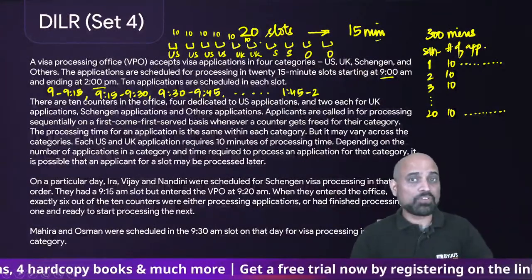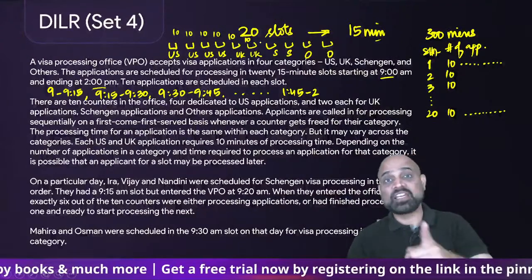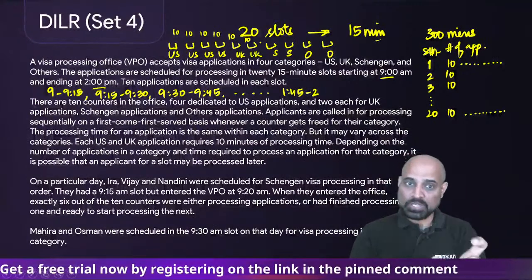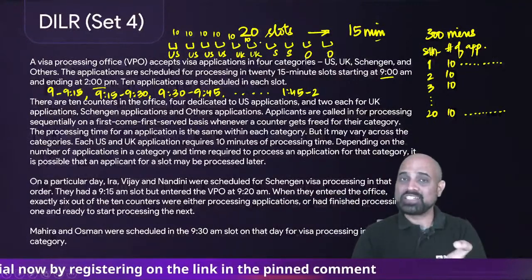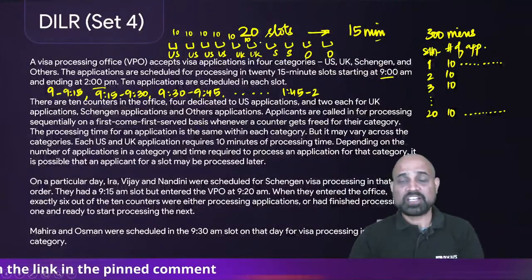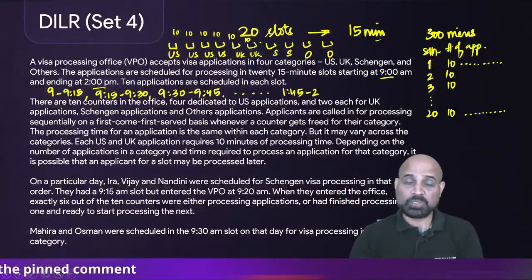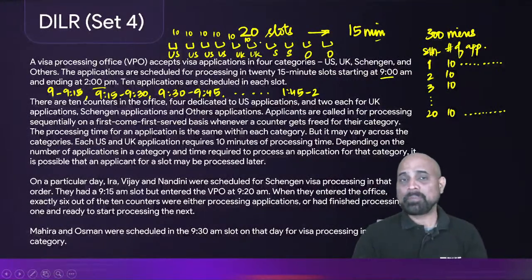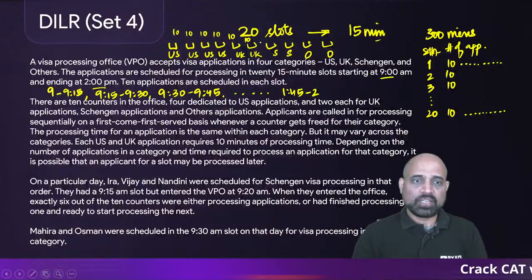So these could be the 6. Or maybe some of those are from US and UK and the remaining are from Shenzhen and others, because for Shenzhen and others, the duration of the processing time of the application is not mentioned. It could be 8 minutes, or 10, or 15, or 25 minutes, or 1 hour, nothing is mentioned, right? But we are pretty sure that 4 counters were empty.